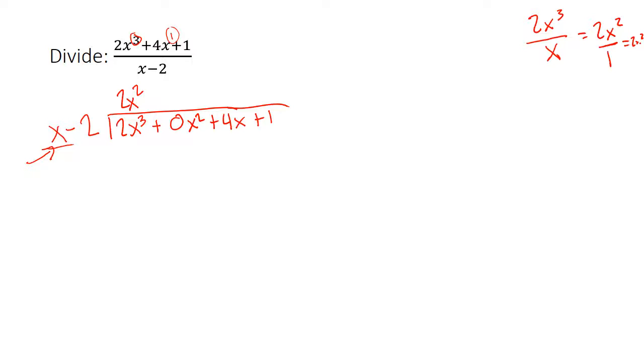Okay, so now we multiply our whole divisor by 2x squared. 2x squared times x is 2x cubed.